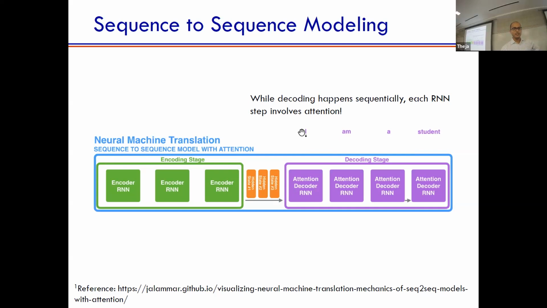Any questions here in terms of architecture? Yeah. Is there a task for the encoding stage, or how do you get the hidden vectors? Like how do you get the orange vectors? How do we get the orange vectors?